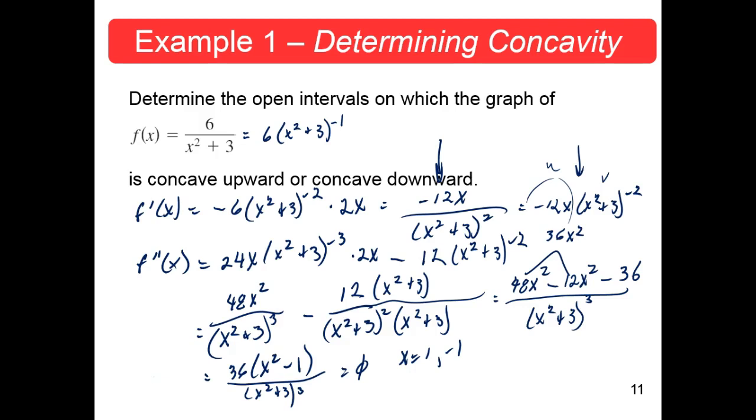Any place that denominator would be 0 would be a place where this second derivative would not exist. Any place that's going to be 0? Nowhere in the world. Why? X squared can't be negative, right? Might be 0, but it can't be negative. Add 3 to it, it can't even be 0. It's going to be 3 or greater. And then you cube it, it's even greater. So no place is that denominator going to be 0.